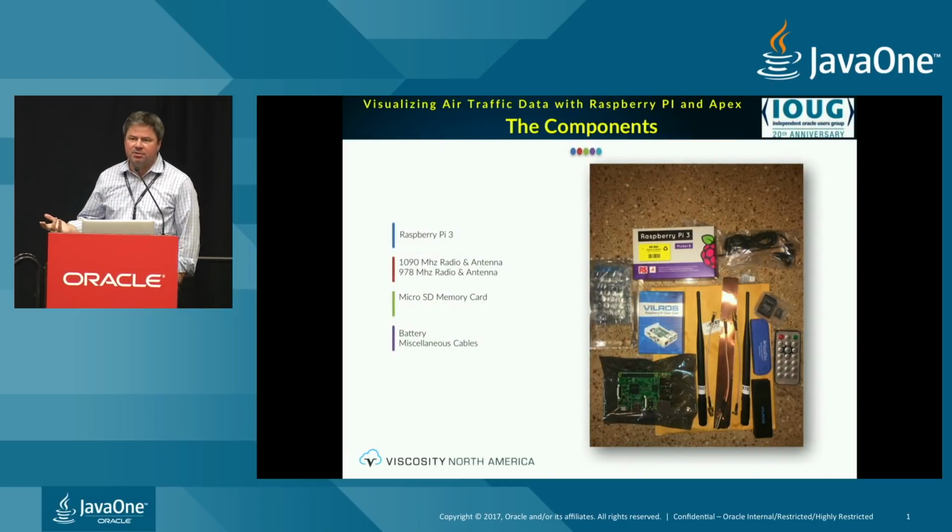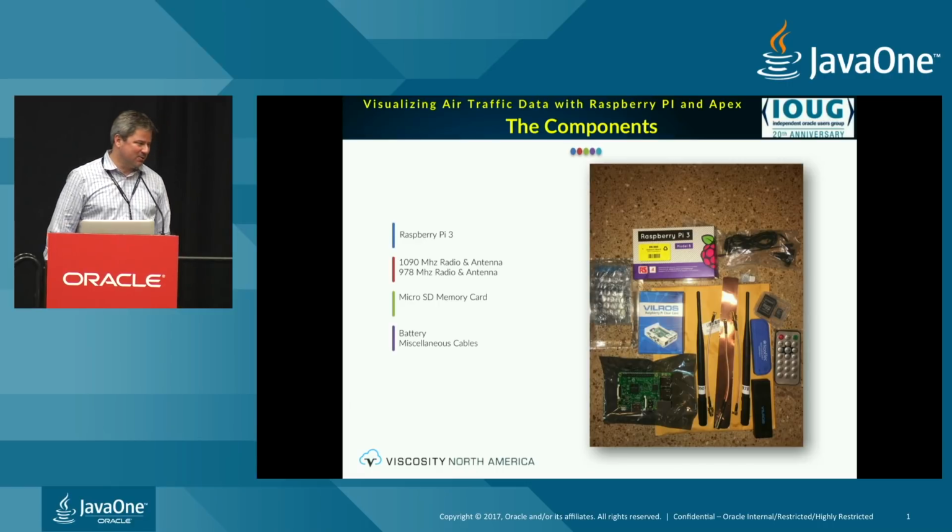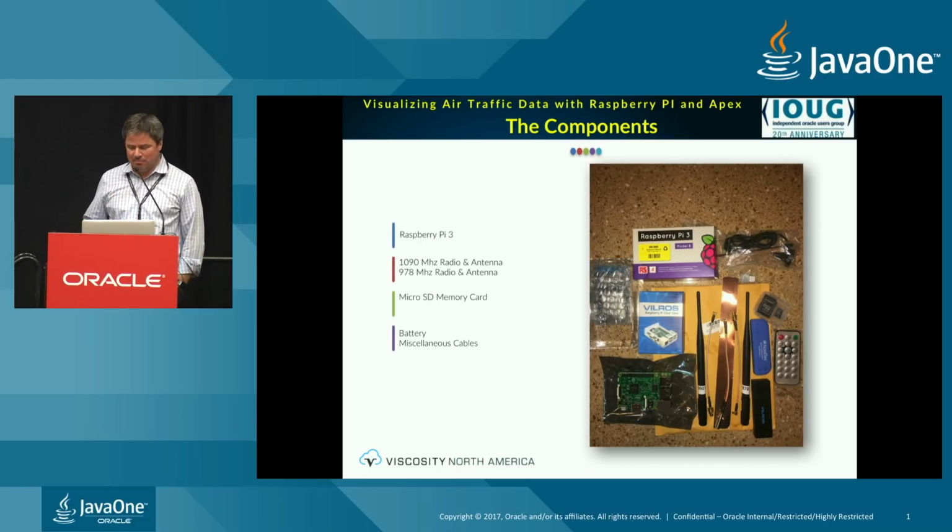So how do you assemble this yourself? It's not expensive. The Raspberry Pi is a $30 computer. We bought 2 radios, both 1090 megahertz and 978 megahertz, an 8 gig micro SD memory card, battery, and some miscellaneous cables, and you can put this whole solution together. At the time I did this a few years ago, you had to do this yourself with software-defined radios and that sort of thing. But now you can buy the completed kits for less than $100.